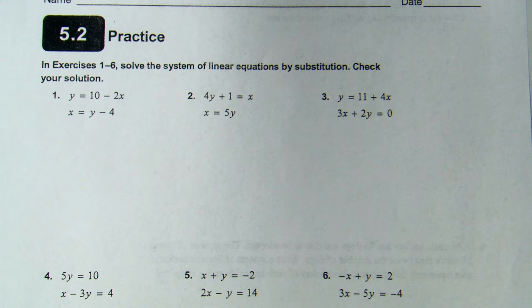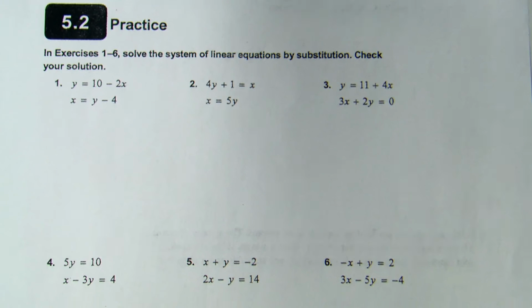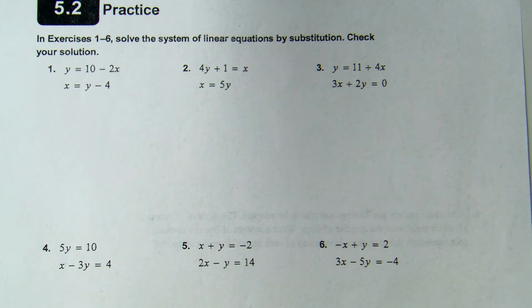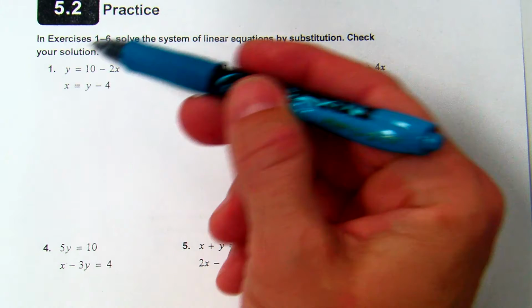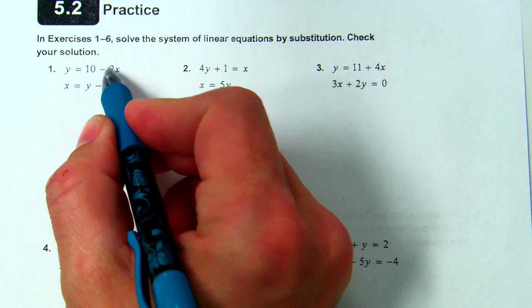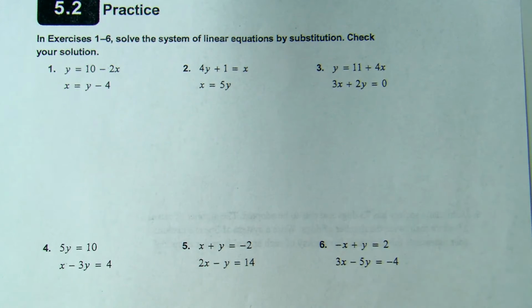We're going to look at 5.2 practice. On the first 6 problems, we're just doing our regular substitution that we learned in our notes from yesterday. And it should be pretty simple in the first 3. You actually have y isolated and you have x isolated. You could use either one of these to plug into the other equation.